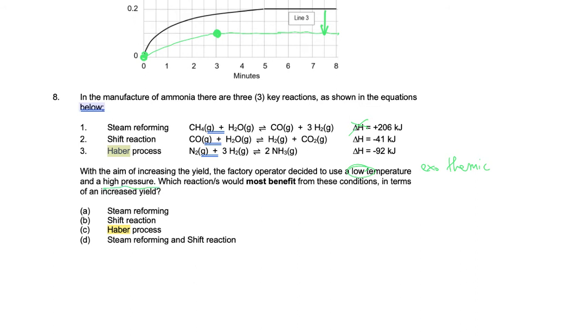A high pressure means that you're favoring the reaction that makes less particles. Which one makes less particles? Well, this one here makes 2 and 2, which means they're equal, so that's not affected. This one makes 4 and 2, which means that a high pressure will be affected, so therefore it's this one here. Okay. All right, next.